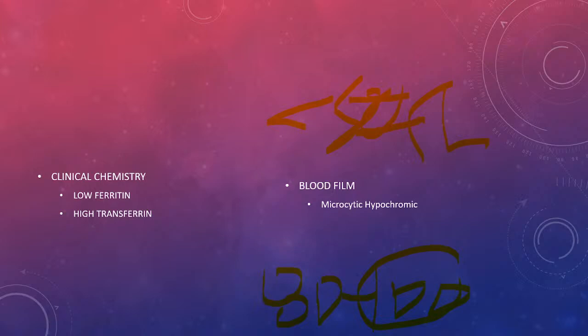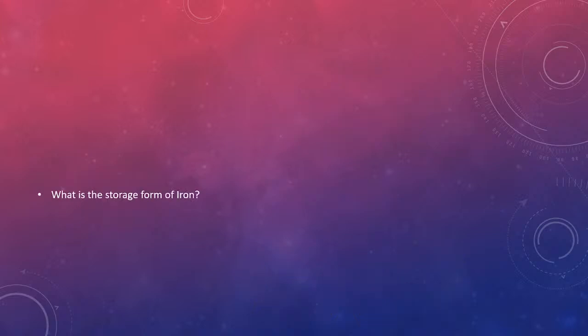We can move on. You guys understand the difference between transferrin and ferritin? Okay, from the name itself, transferrin is the transfer or the mobile form of iron. It is in the ferric state, sorry. All right, so we answered this question already. What is the storage form of iron? We're going to move on. That is ferritin.